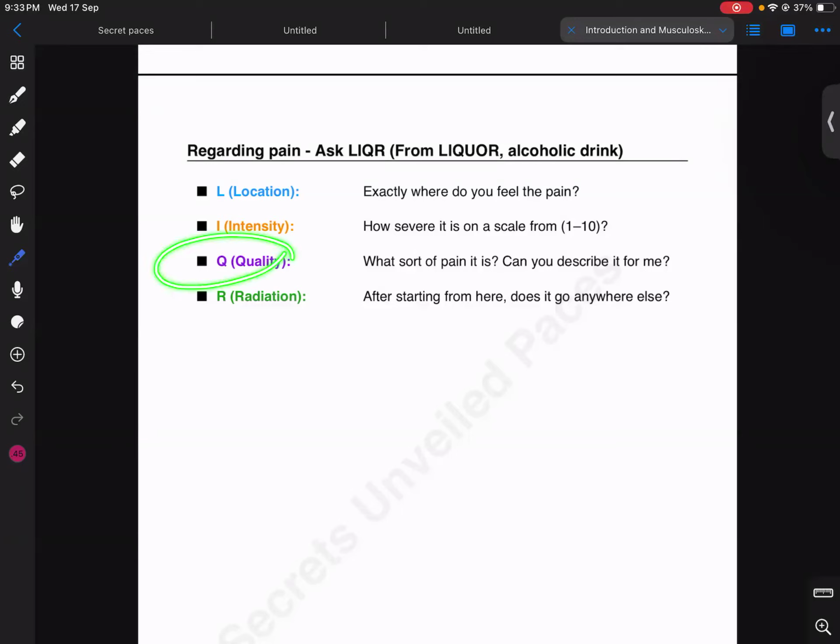Then Q goes for quality. Quality is what sort of pain it is. Can you describe it for me? Is it dull, sharp, something like that? Then the patient will tell you that it is a dull pain or sharp pain. In case of headache, she can tell you that it is a throbbing type of pain. Then R goes for radiation. After starting from here, does it go anywhere else? Sometimes the low back pain can radiate to the lower limb. Sometimes the headache can radiate along the neck, that is neck stiffness. So you have to ask, does the pain go anywhere? So in short, this is LIQR. Is it clear?